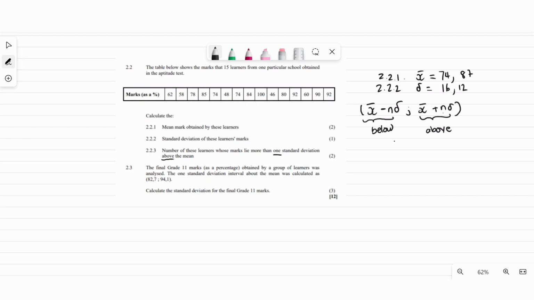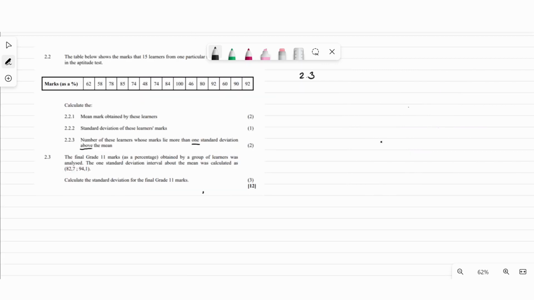So now for question 2.2.3, you're going to use this one, which is x bar plus n standard deviation. We know that x bar is 74.87, plus n is going to be 1, because they said 1 standard deviation. So it's 1 multiplied by our standard deviation, which is 16.12. Then you solve that. This is the mark that is 1 standard deviation above the mean, so it's going to be 90.99. Then you're done answering this question.